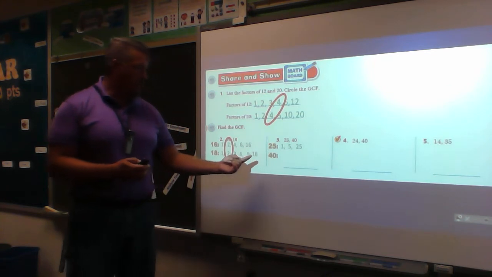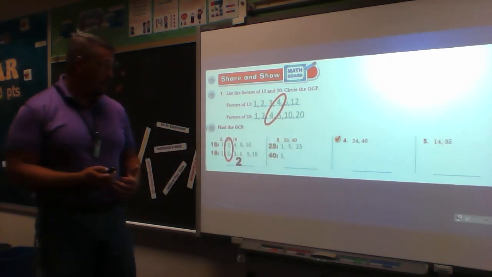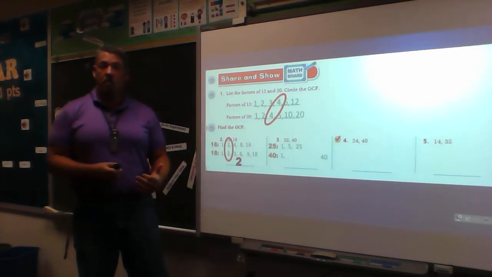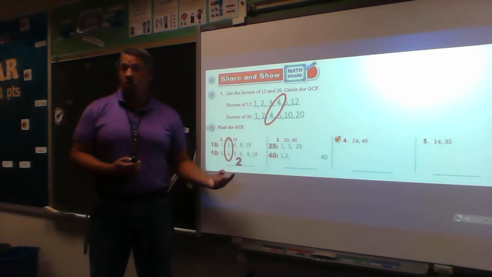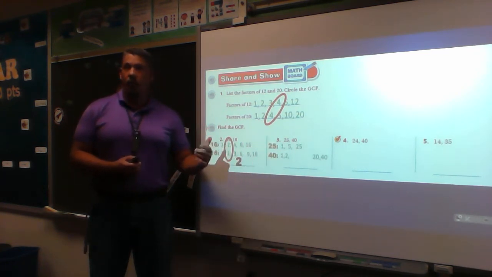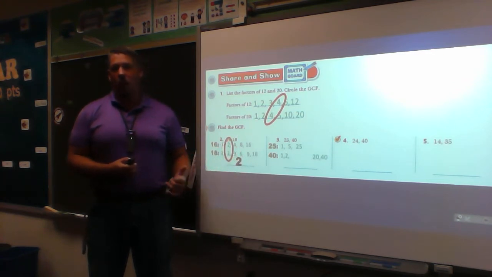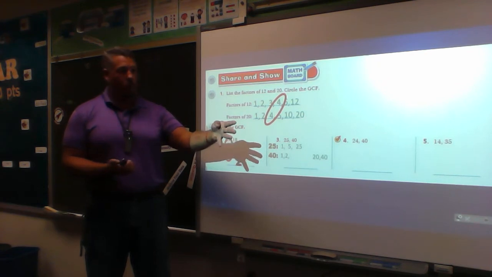So now I'm going to do the same thing with 40. 1 and the largest number has to be 40. Then I go through my counting numbers. It's even, so I know 2 will. How many times? 2 goes in 20 times. 3. Well, 4 plus 0 is 4, and 3 does not go into 4 evenly. 4. Absolutely. I just added a 0 at the end, right?